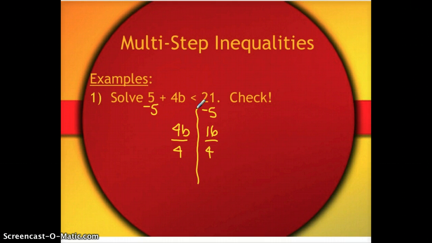I'll draw my line down my inequality sign. 4b divided by 4 is just b. 16 divided by 4 is 4. And I never multiplied or divided by a negative number here in this case, so I think that it's just going to stay with b is less than 4.